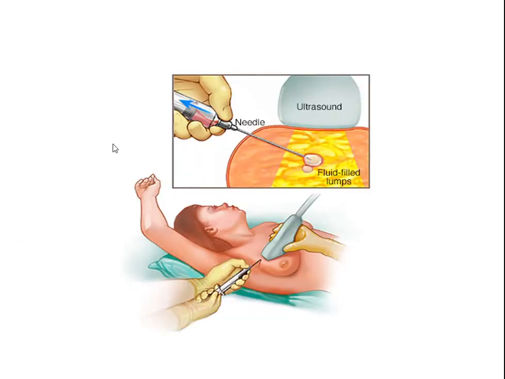Okay. Here in the diagram you can see that this is a fluid filled lump. So with this ultrasound examination and with the needle, the fluids can be aspirated from the breast. This is the same diagram. This is above. This is the ultrasound examination, and under that guidance, a needle is inserted inside the breast, inside that lump, and drainage of the fluids is possible.